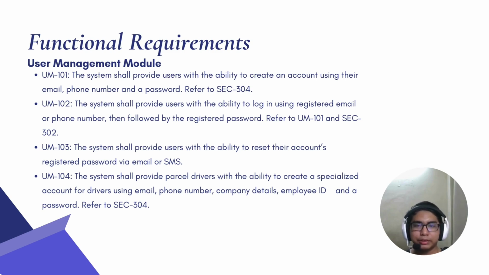First of all, the system shall provide users with the ability to create an account using their email, phone number, and a password. This requirement can be referred to as SEC 304, which is one of our quality requirements in the SRS. Next, the system shall provide users with the ability to log in using a registered email or phone number, followed by the registered password. This also has a reference to the requirement earlier, UM101, and also SEC 302, another quality requirement.